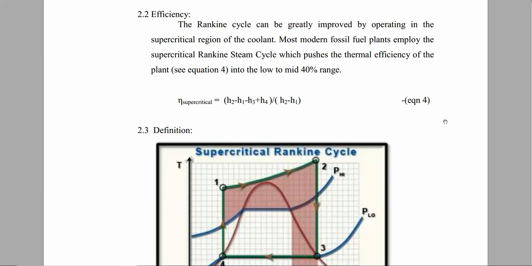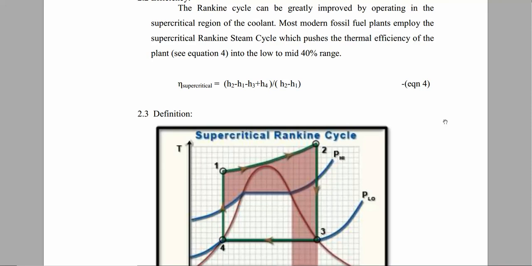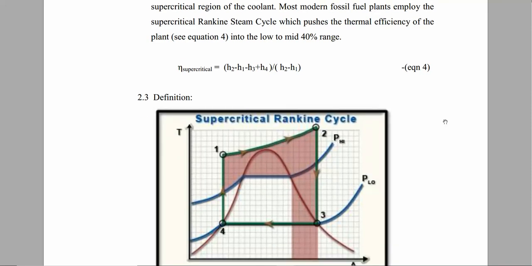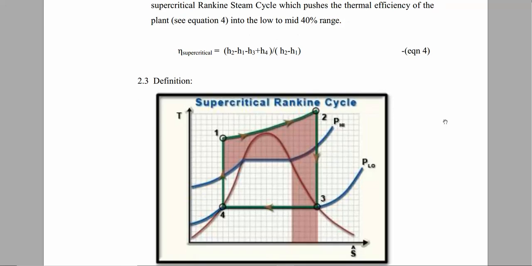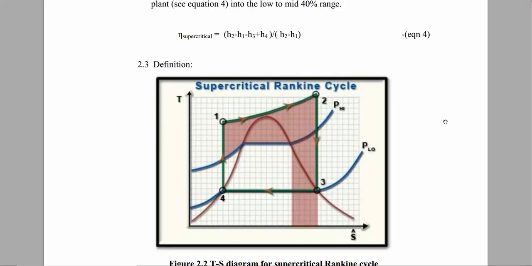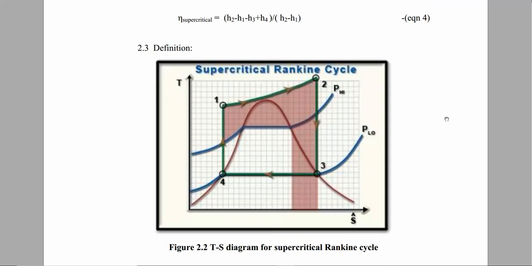The efficiency of the Rankine cycle can be greatly improved by operating in the supercritical region of the coolant. Most modern fossil fuel plants employ the supercritical Rankine steam cycle, which pushes the thermal efficiency of the plant into the low to mid 40% range. In the supercritical cycle, the total work done will be (H2 minus H1) minus (H3 minus H4), and the whole divided by (H2 minus H1).